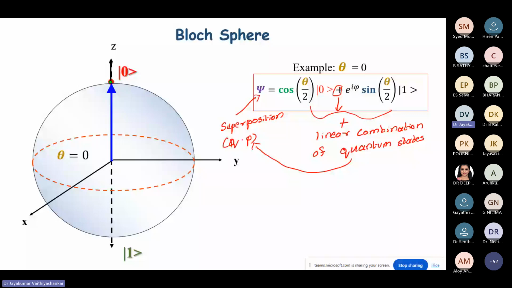For a single qubit, how many quantum states are possible? State 0 and state 1. These two are called basis states. State 0 and state 1 are called basis states. So if you have pen and paper, please note this down.